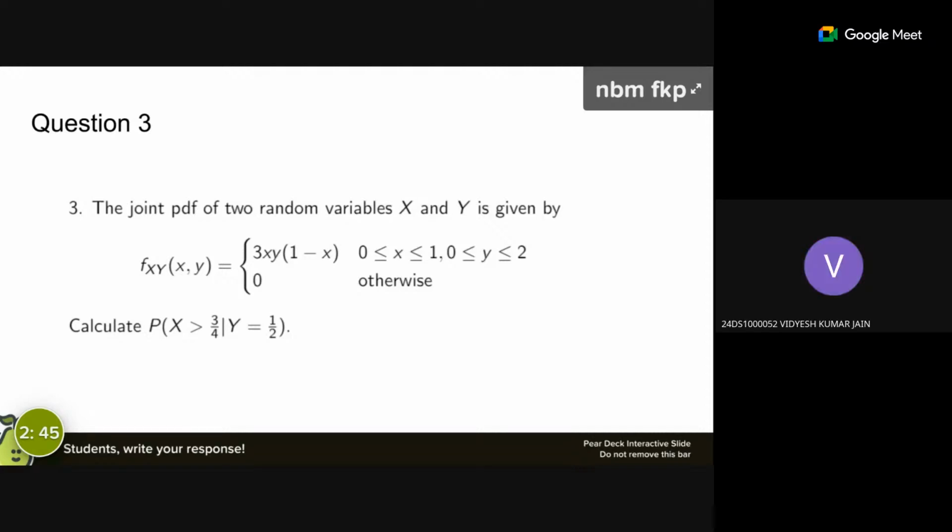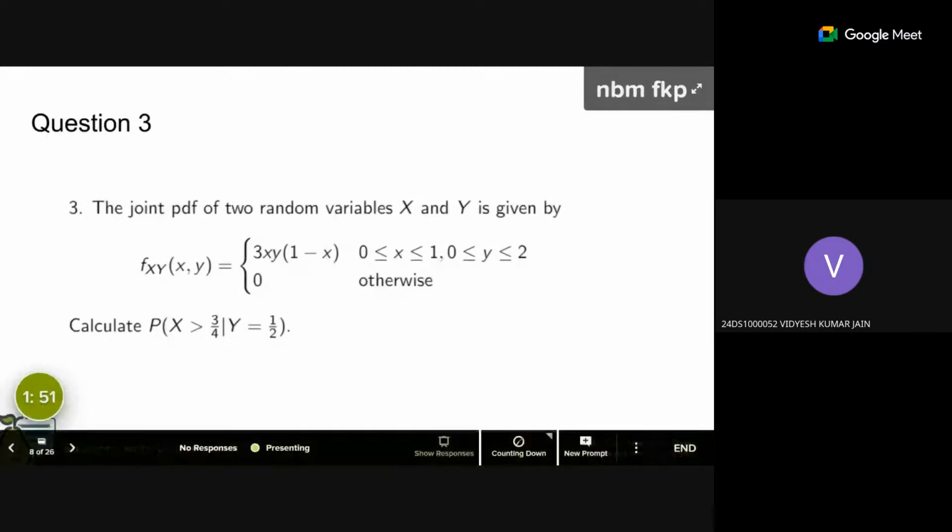Ma'am, in the last two questions also, you told that if we are integrating with respect to y, we have to take the x limits. The same concept we did in the last two questions also.